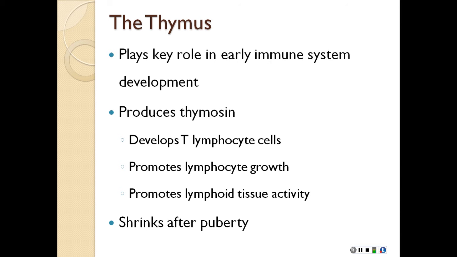The thymus, where's the thymus? Okay, so the thymus is one of the glands, and it plays a key role in early immune system development, and that's very early in our youth. In fact, the older we get, the smaller and smaller it gets. It shrivels up to almost nothing, and it produces thymosin, which is important for development of T lymphocytes, and it promotes lymphocyte growth and promotes lymphoid tissue activity.